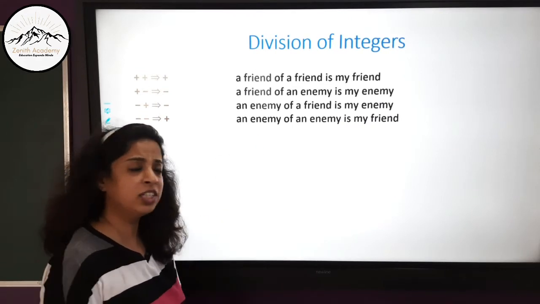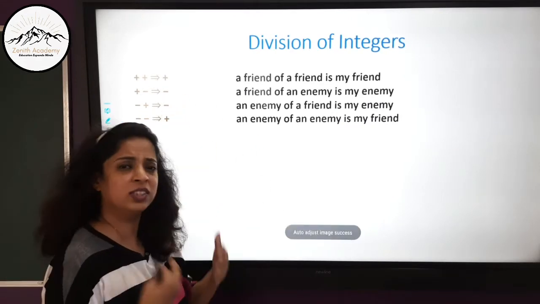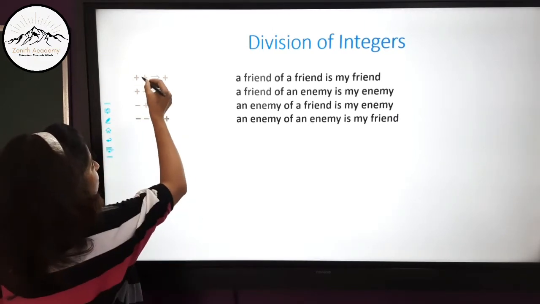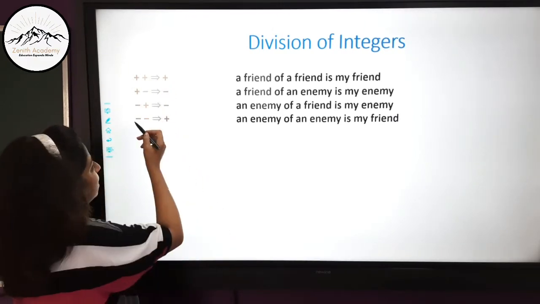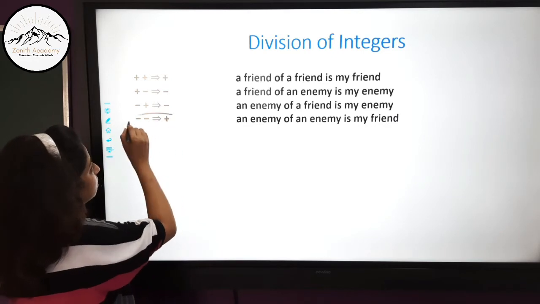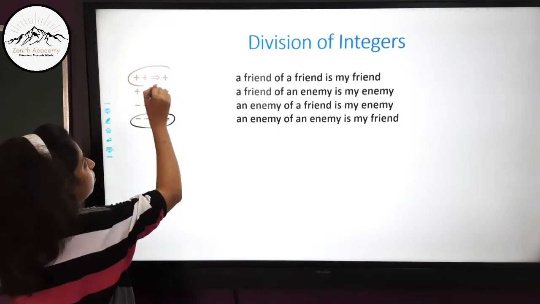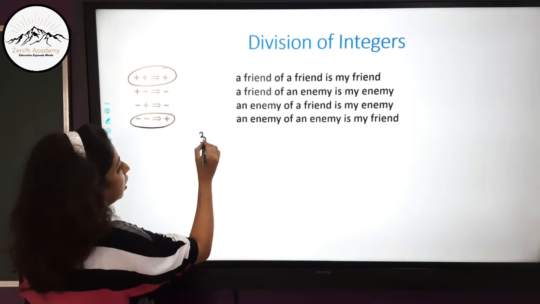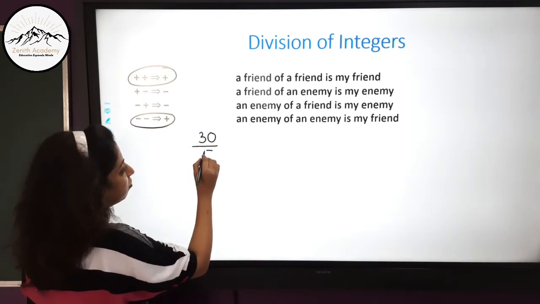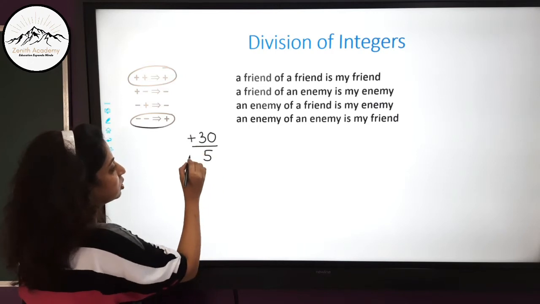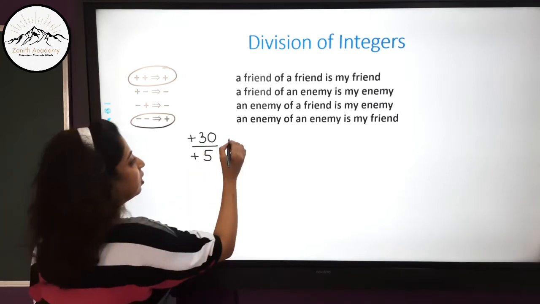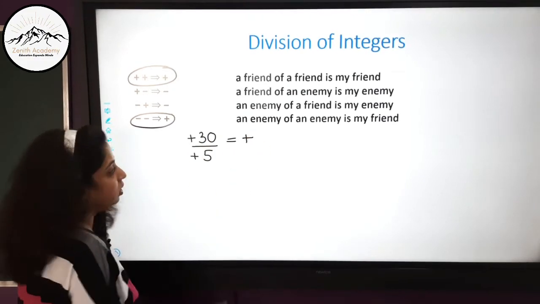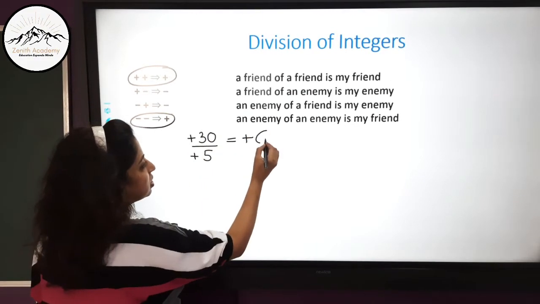Now division of integers also follows the same rule and it is also very, very easy. Plus divided by plus is plus, minus divided by minus is plus. So the same rule applies here. For example, if you take 30 divided by 5, this is plus 30, this is plus 5, then plus divided by plus is plus. So 30 divided by 5 is 6.